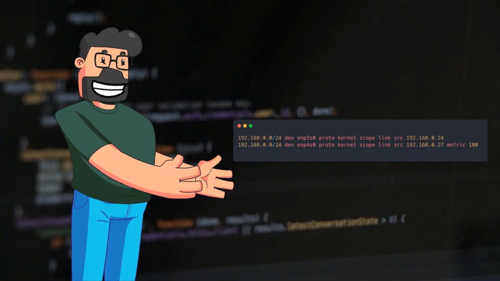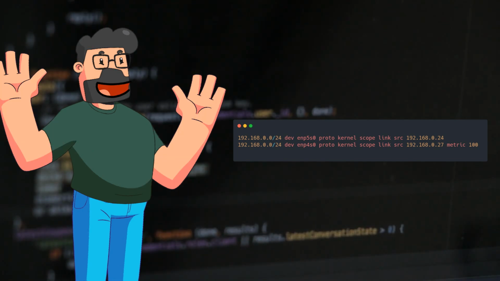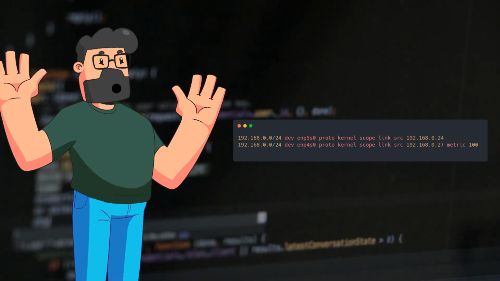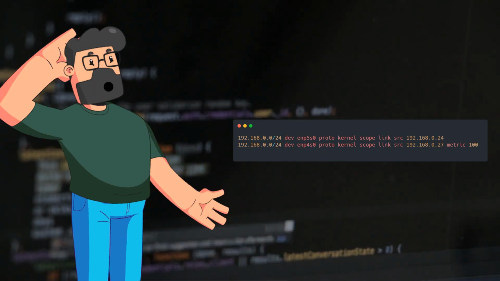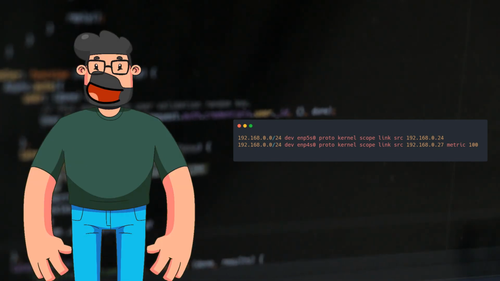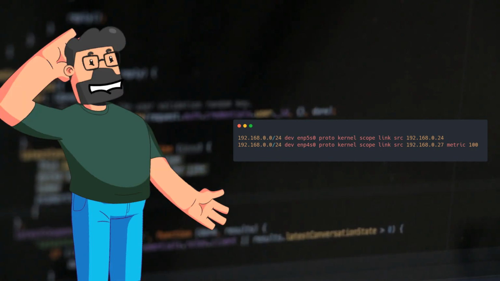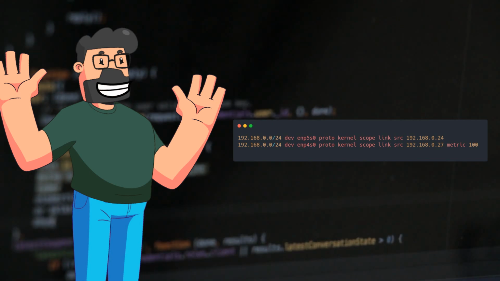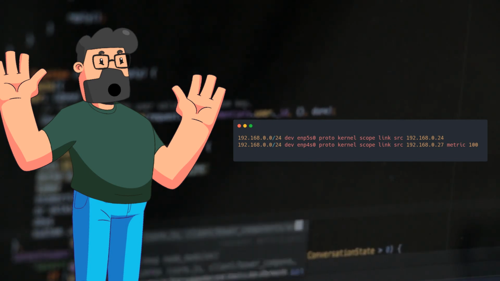Now, let's talk about the solution to this problem. The key lies in properly configuring the network routes for each network card. In the provided solution, we see the configuration for the network routes on the server. Specifically, the routes for the 1 GB and 10 GB network cards are defined, ensuring that the traffic is routed correctly between the two cards.